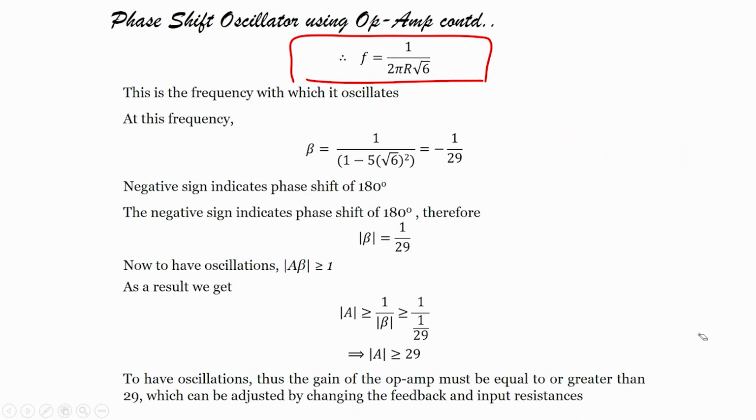So, to have oscillations, the gain of the op amp must be equal to or greater than 29, which can be adjusted by changing the feedback and the input resistances.